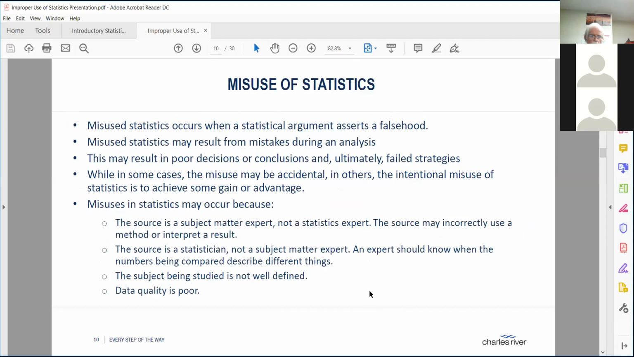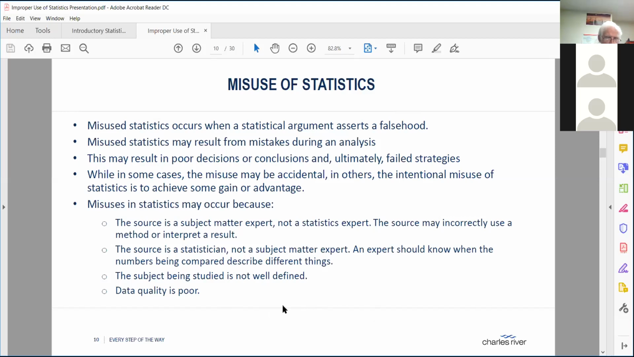The misuse can occur when something clearly false is being asserted. They may result from mistakes, and mistakes can be very much inadvertent, or they may be misusing. And in some cases, and we see this, we're looking at intentional misuse. And what we need to do is anytime we see something that looks odd, we need to ask ourselves, is the person making this statement getting something out of this?